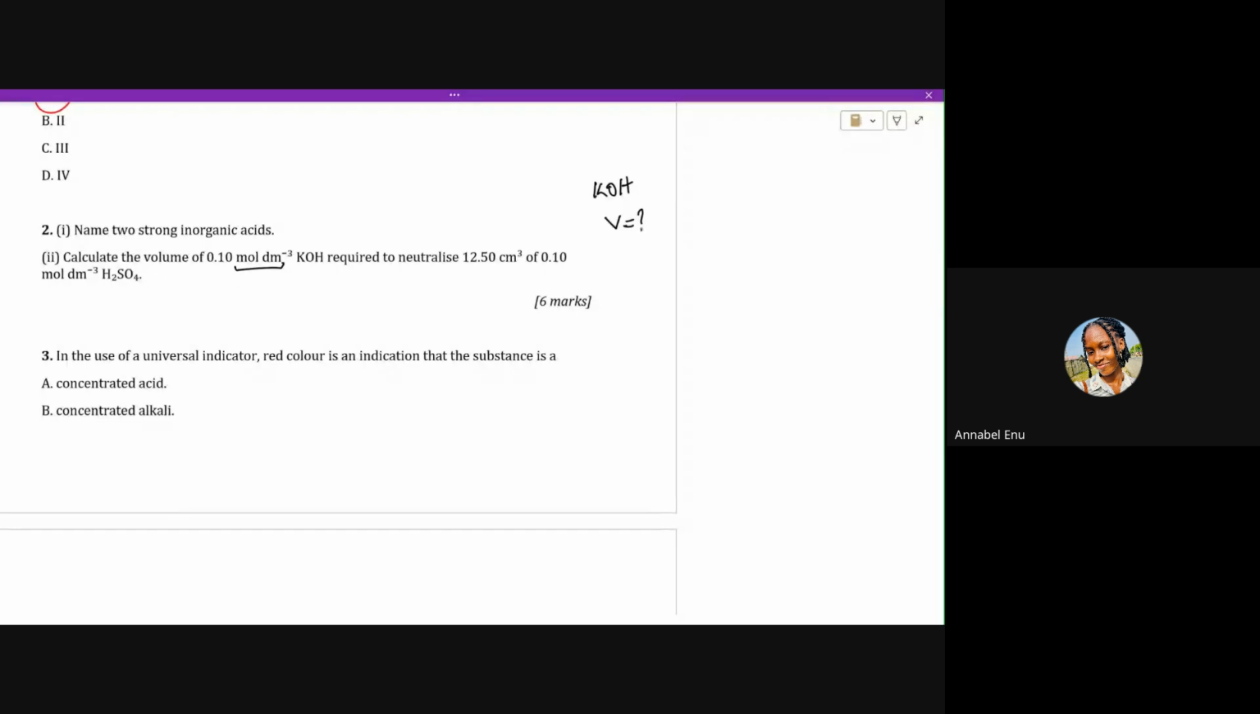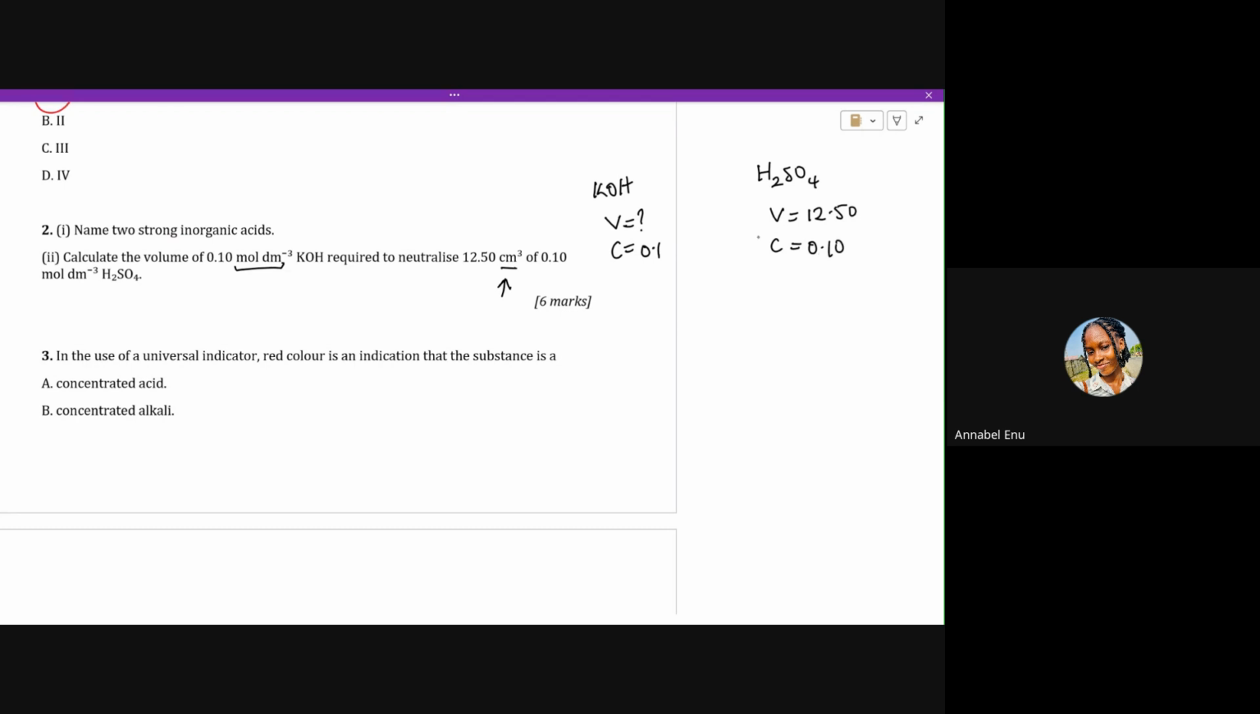So the volume we don't know. The concentration they said is 0.1. What else? Required to neutralize 12.50 centimeters cube. When we see centimeters cube, we know this is the unit for volume. So they've given us volume of this mole per dm cube H2SO4. So that's the detail for H2SO4. The volume they said is 12.50, and the concentration also was given to us, which is 0.10.